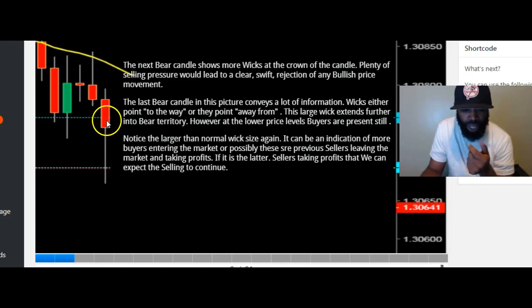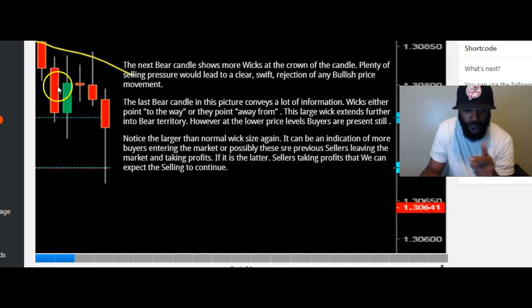So what did we say? A lot of times wicks show the way, or they can take you away from it, right? So this wick going all the way down in this bear territory lets me know that there are some possible sellers down here. They are sellers down here because the market made its way down here, right? So there are sellers down there, and we know that the market likes to take the easiest route. It's kind of like water. It's going to take the path of least resistance, all right?